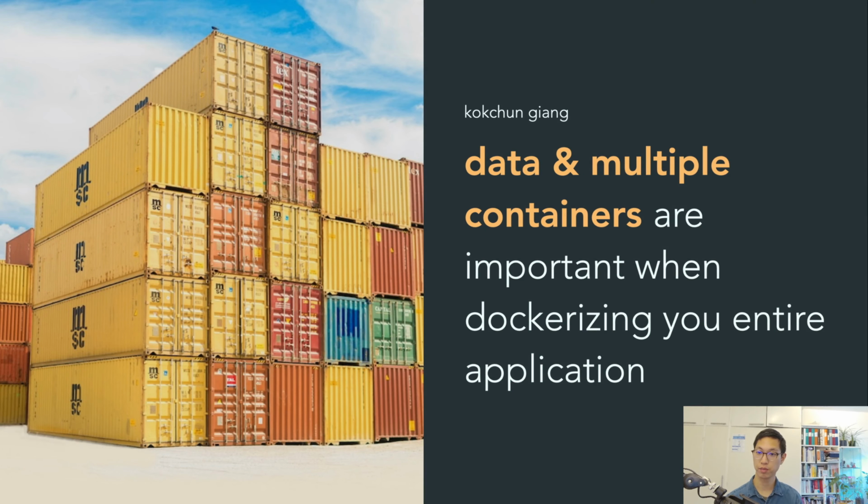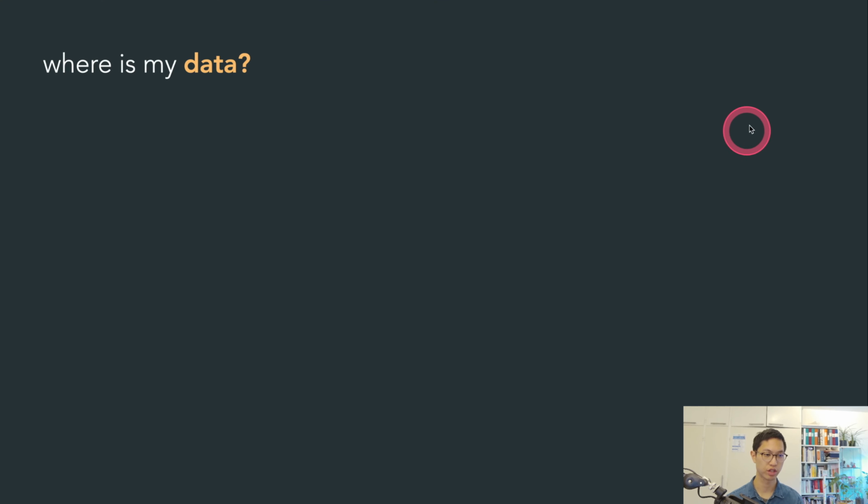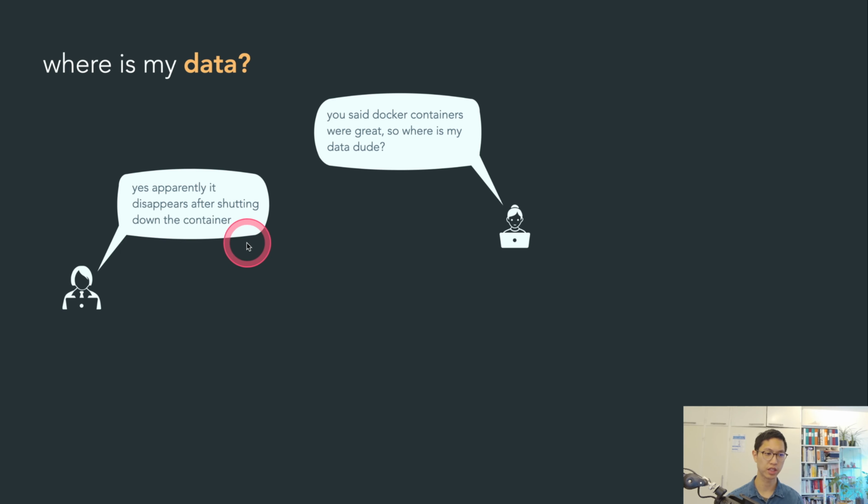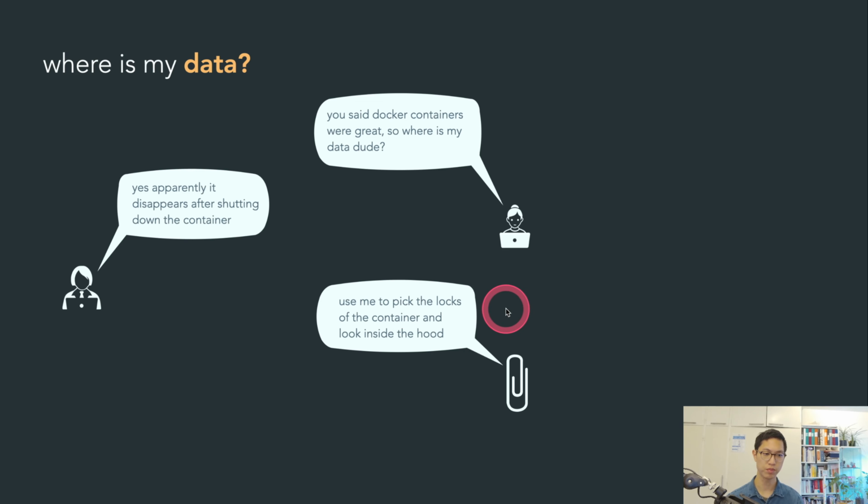Data and multiple containers are important when Dockerizing your entire application. So let's go here. Where's my data? You said Docker containers were great, so where's my data? Yes, apparently it disappears after shutting down the container. Use me to pick the locks off the container and look inside the hood. Okay, fine, let's do that.